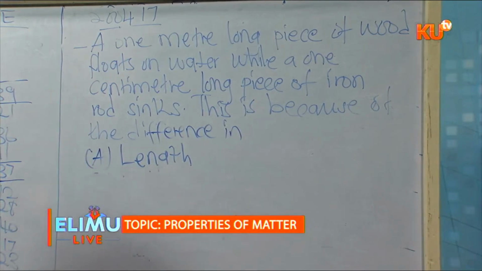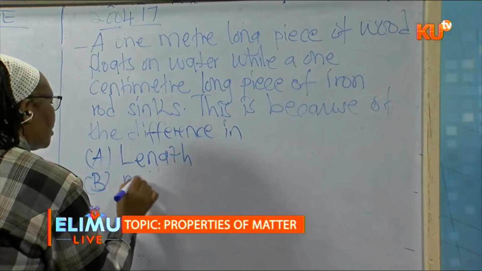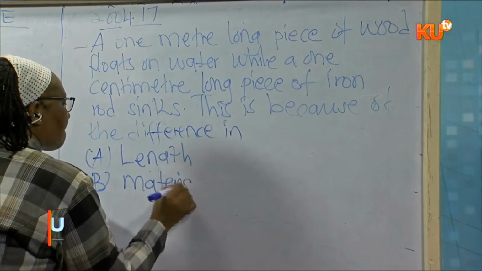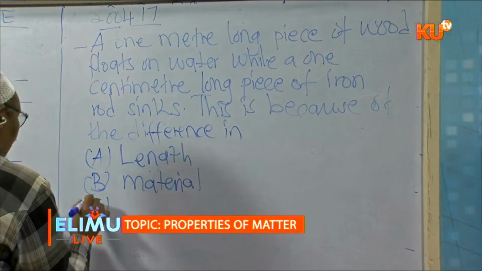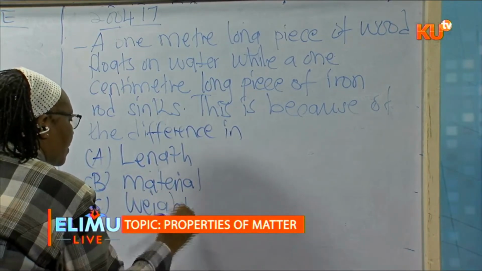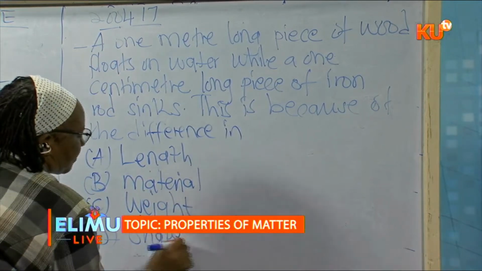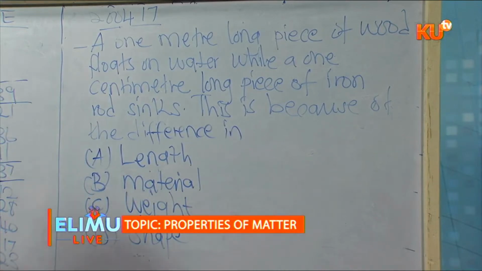Choice B is not the answer. A is material, and C is weight, and this is shape. Okay.